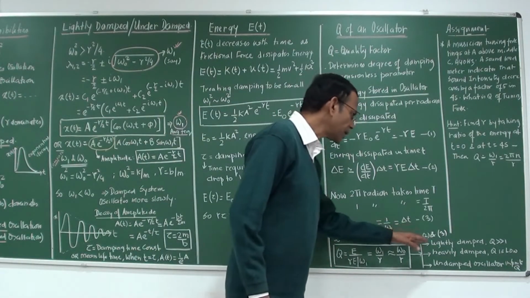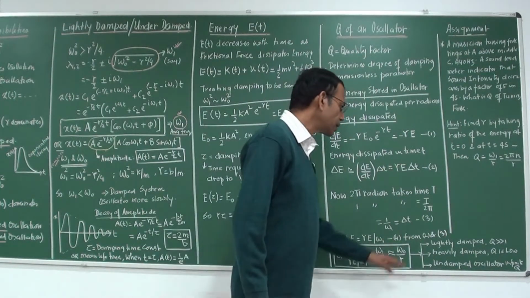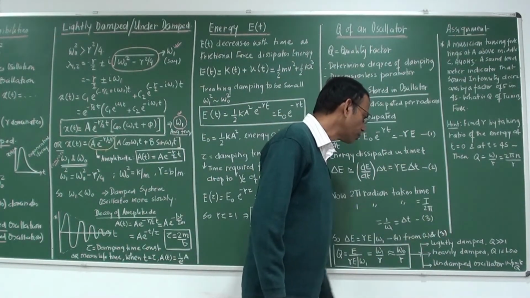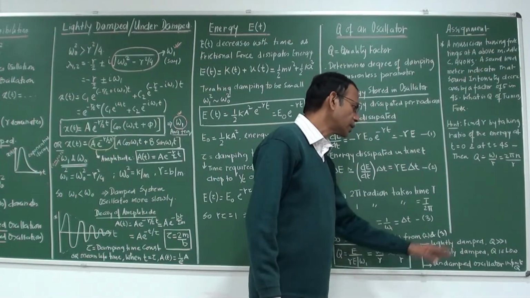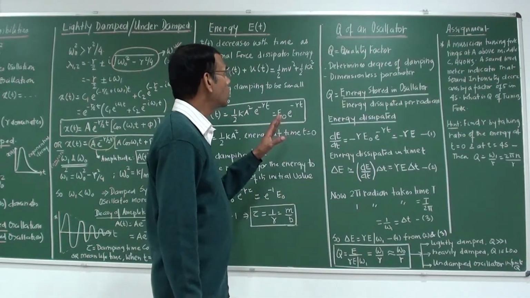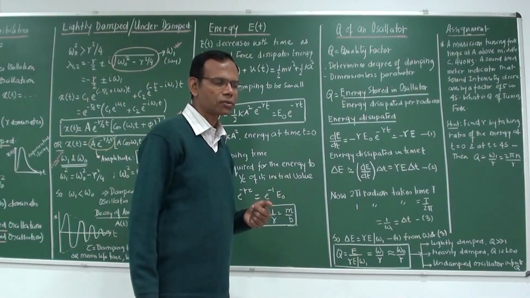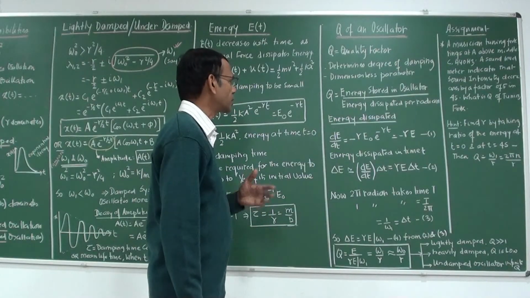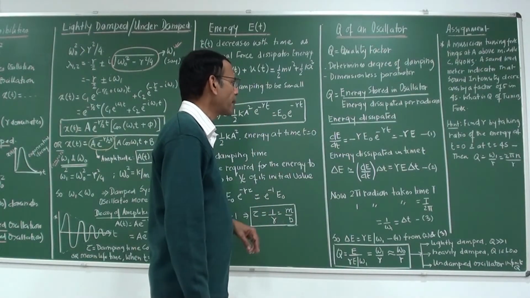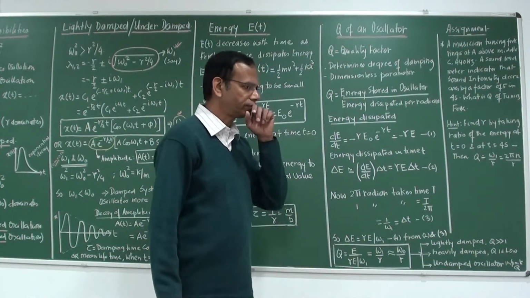So if it is lightly damped, Q is much greater than 1. If it is heavily damped, Q is low. For an undamped oscillator, Q is infinite. So this is about the quality factor, how effective a particular system is. To find the quality factor, it is the energy stored in the oscillator divided by the energy dissipated per radian.